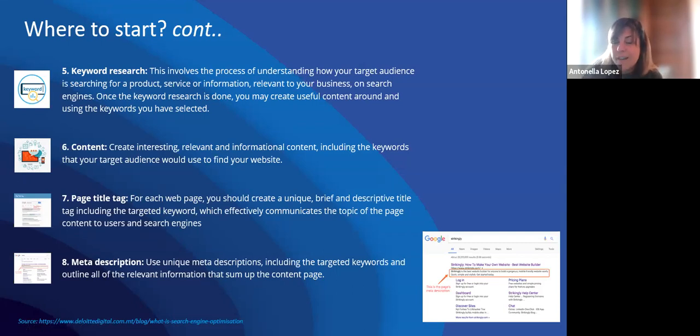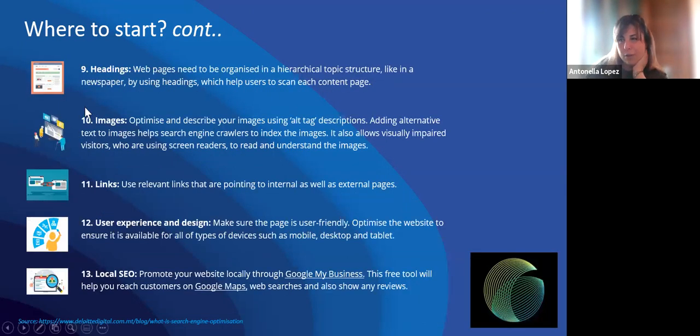I hope it's starting to make a little bit of sense. We've got headings as well. Now, web pages need to be organized in a hierarchical topic structure. So again, we're just talking about that structure. It's just like a newspaper. You've got your headlines. It helps the crawlers and it helps users understand that top level headline is going to take them to a page where it's got the content that they were looking for.